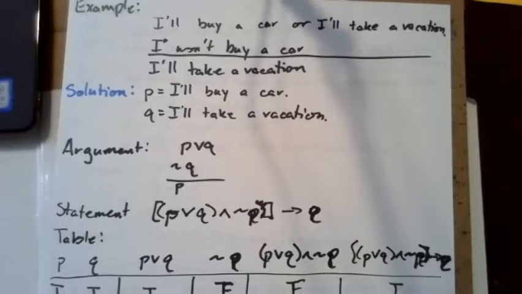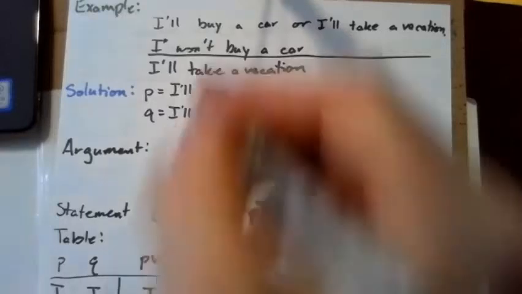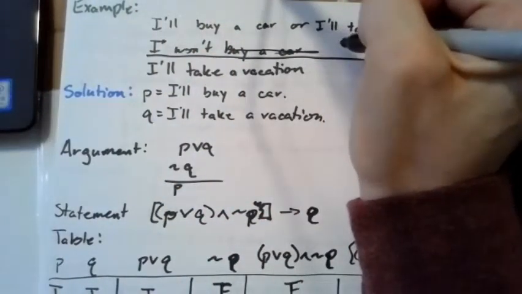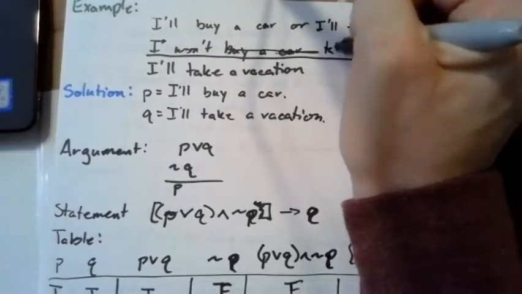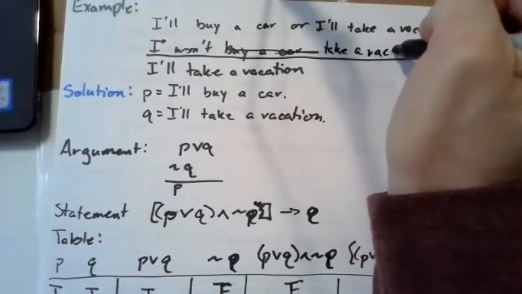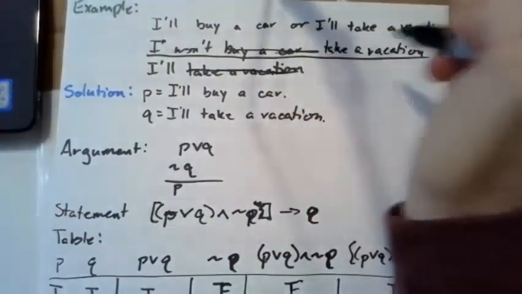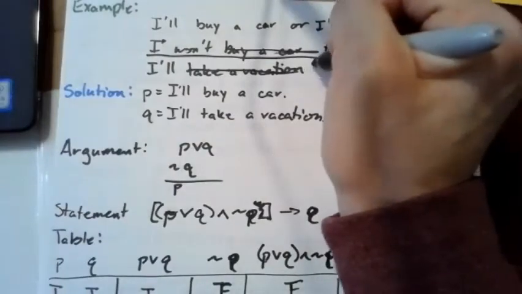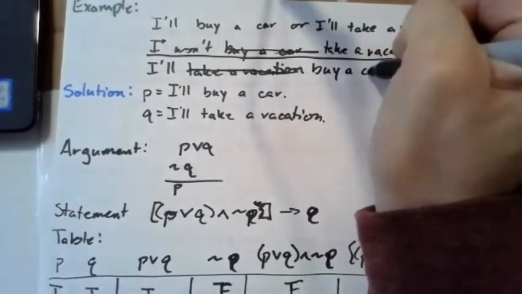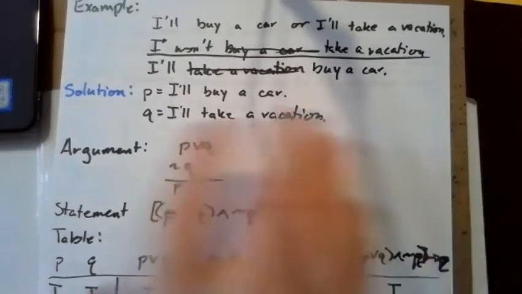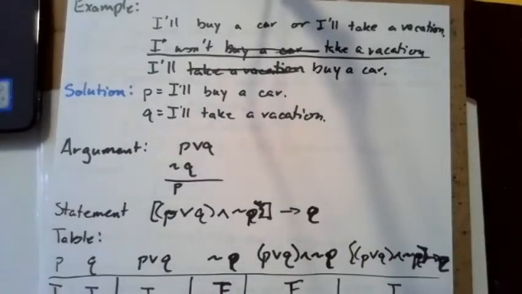I did something a little backwards here. I'm just going to make this easier on myself by changing this to I won't take a vacation, and this to I won't buy a car, or I'll buy a car. There we go. It doesn't matter, it works either way. I'm just doing that because I changed P and Q around in a lot of different places here.